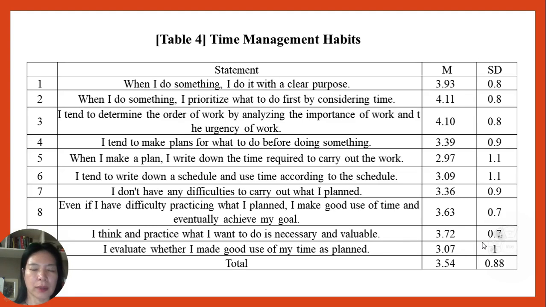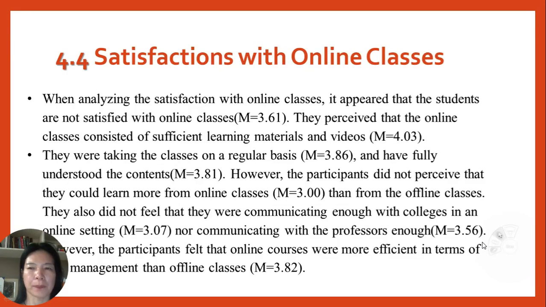So when we look at the individual data, statement 2, when I do something, I prioritize what I do first by considering time, was 4.11, and I tend to determine the order of work by analyzing the importance of work and the urgency of work was 4.10. So they basically know how to make their time schedule or planning.